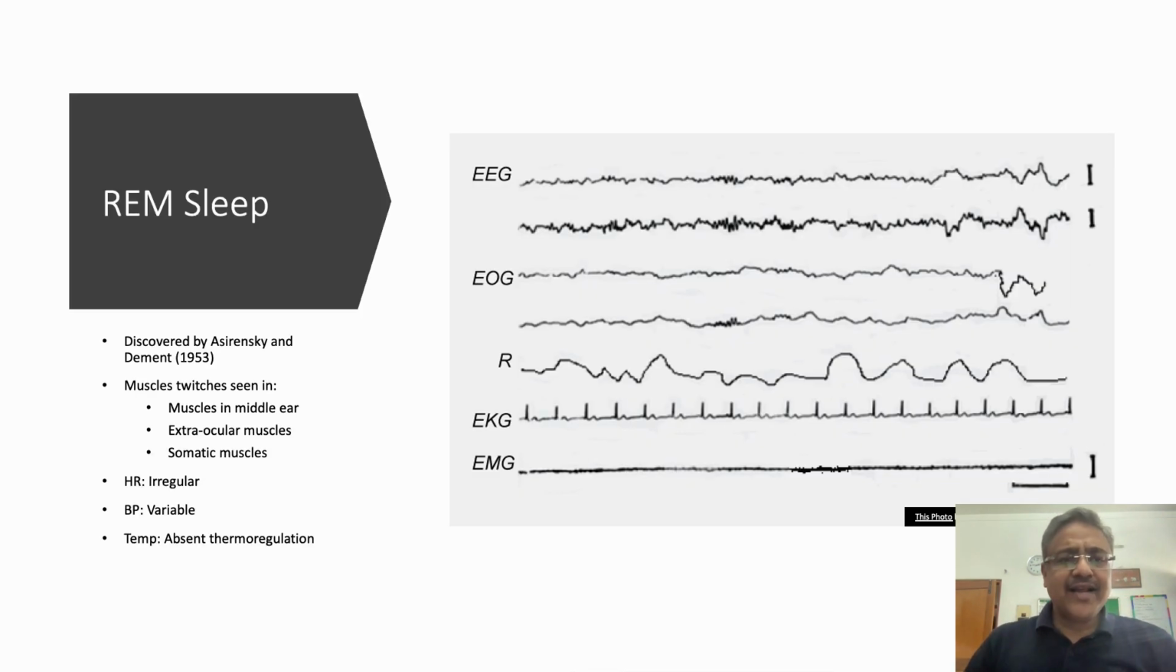Now, when we talk about the REM sleep, unlike non-REM sleep, which is more or less synchronized across the cortex, the REM sleep is a state of desynchronized sleep, similar more or less to the waking EEG. It was first discovered by Aserinsky and Dement, and during the REM sleep we see multiple activities. For example, we see muscle twitches, especially in the somatic muscles and extraocular muscles. Heart rate becomes irregular, BP is variable. Respiration, as you can see here, is also variable during the REM sleep, and it is almost erratic. And the regulation of the temperature is also absent during the REM sleep.